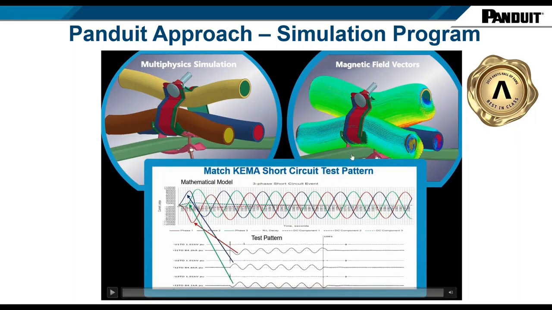So we simulate it, we get a good product on the simulation software, we then build up an identical rig, and we will take it to that independent test lab for validation. And we have scores and scores, probably hundreds now, of validations.